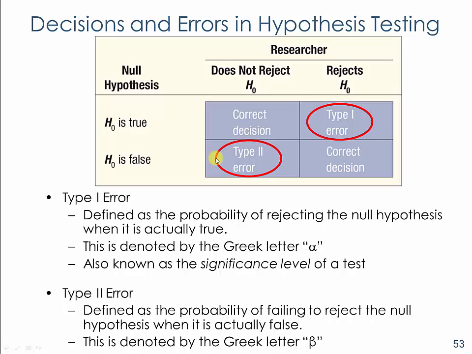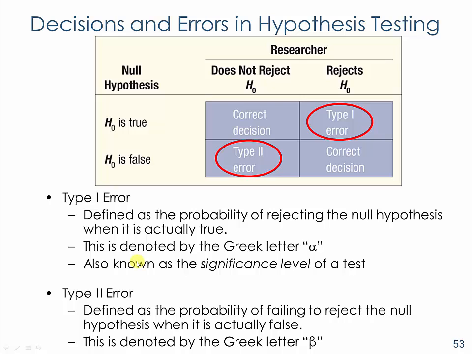A type 2 error is when we do not reject the null when the null is not true. You can think of it as a not rule: we do not reject and the null is not true. The type 1 error is denoted by the Greek letter alpha, also known as the significance level or the alpha level of a test. The type 2 error is denoted by the Greek letter beta. We'll discuss these types of errors again later.